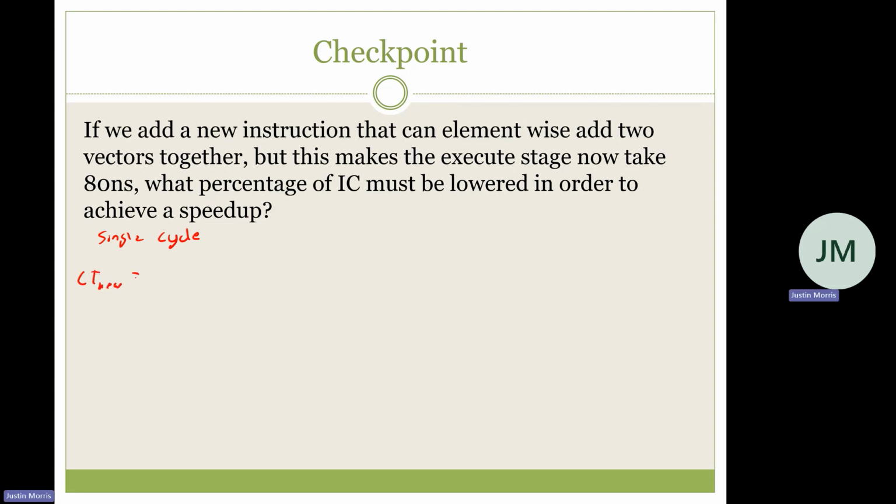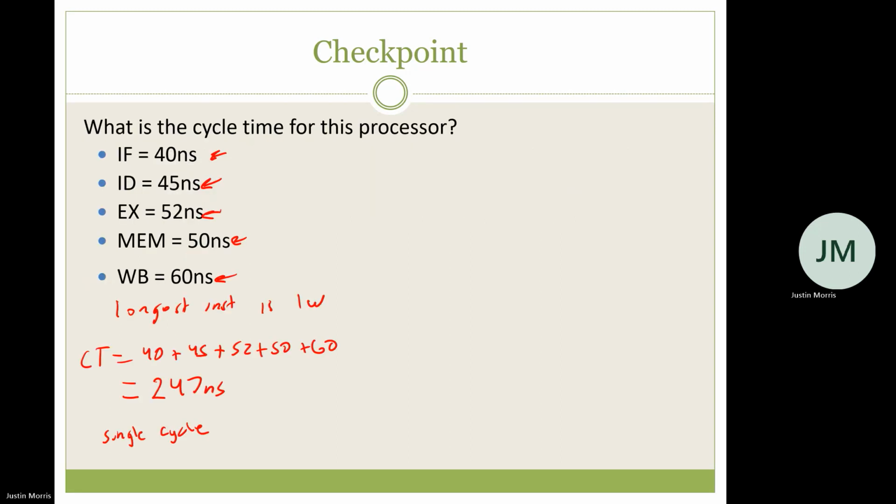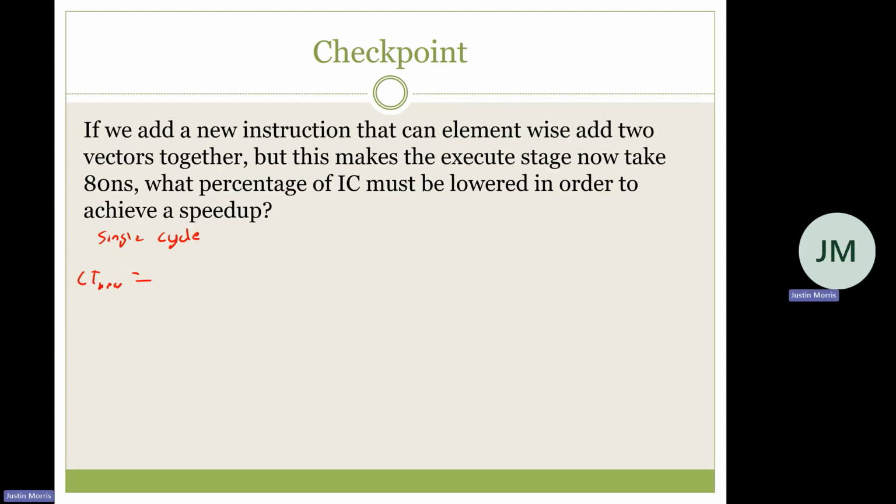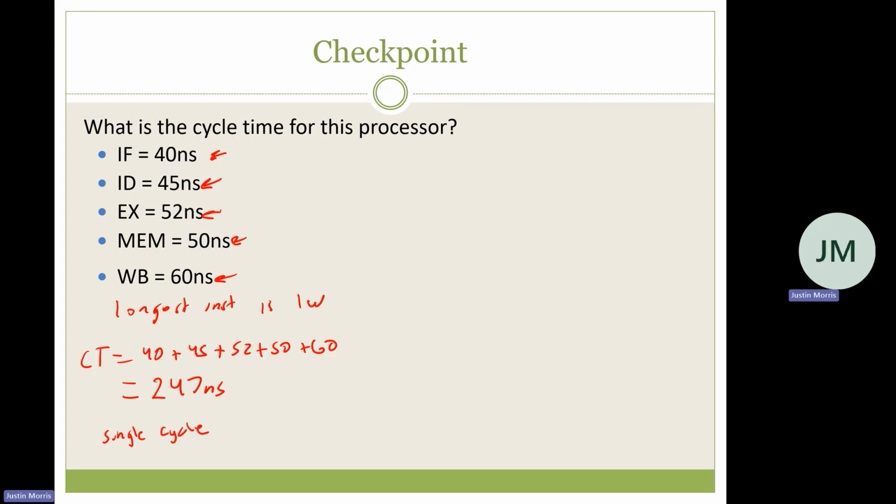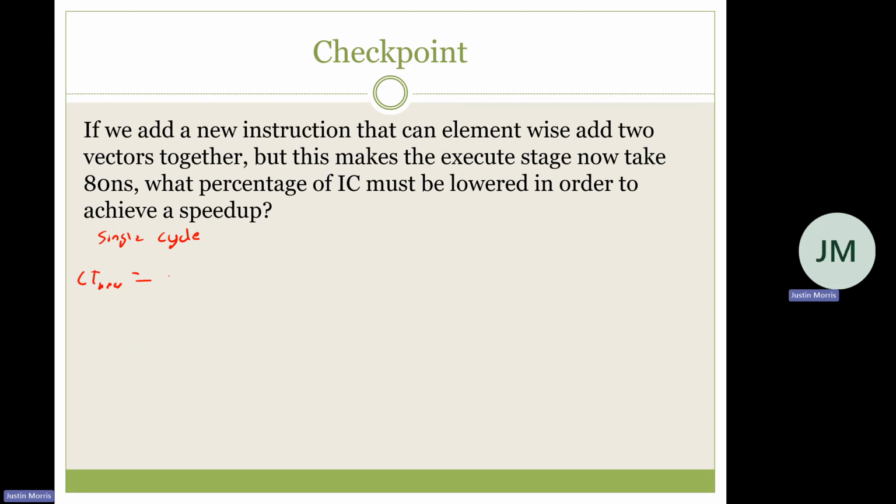CT new is what? We're increasing execute stage, right? It's going from 52 to 80, so it's increasing by 28. So we need to add 28 nanoseconds to this. So that is 247 plus 28, 275 nanoseconds. And now execution time is what?